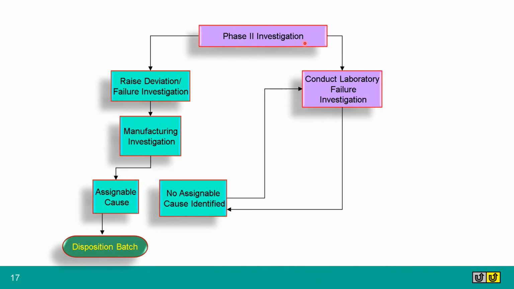Phase 2 Investigation. Raise deviation / failure investigation. Manufacturing investigation. Assignable cause. Disposition batch. Conduct laboratory failure investigation. No assignable cause identified. Conduct laboratory failure investigation.